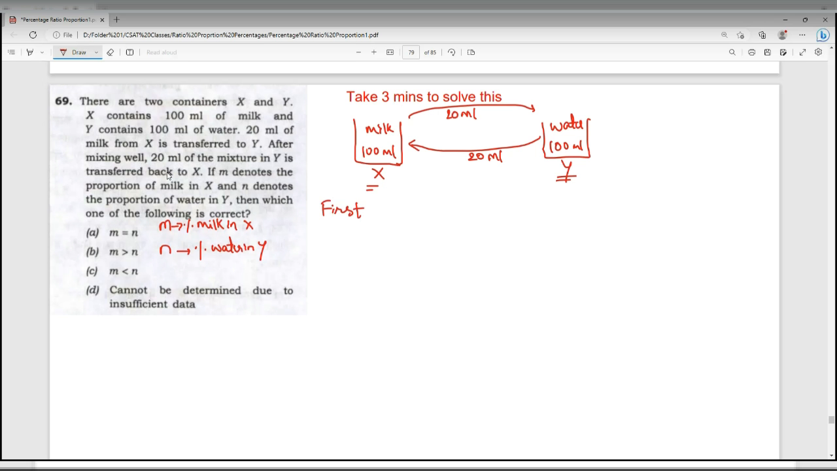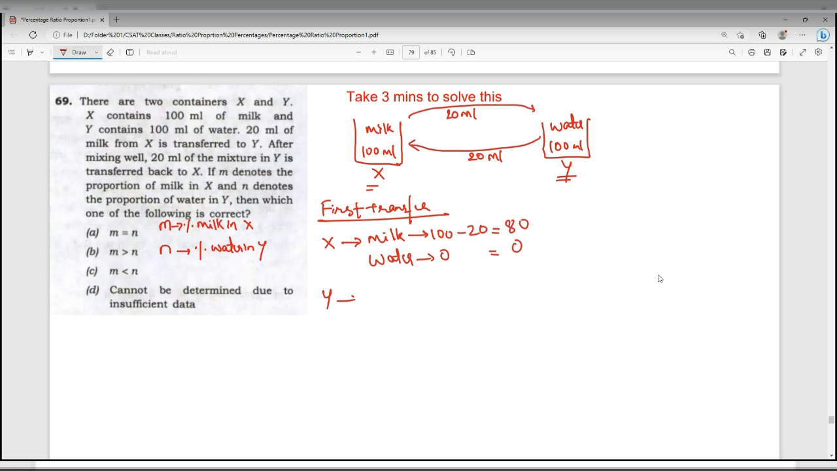So first let's take the first transfer. In the first transfer, let's see what will happen in X. The amount of milk would be 80 ml. Initially there was 100 ml milk, 20 ml was removed, so 80 ml is remaining. And water in X was 0. Initially it was 0, finally also it is 0 itself. There is no water here. So finally only 80 ml of milk is remaining in X.